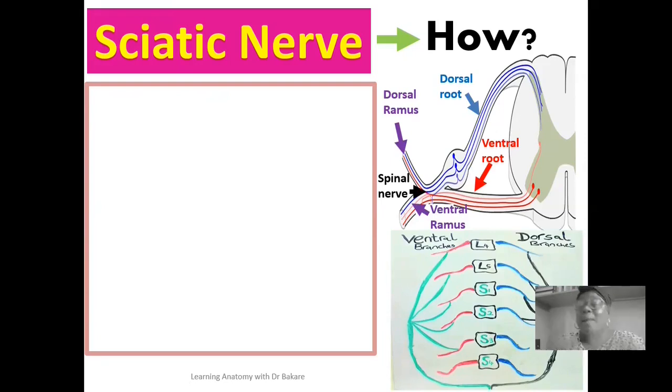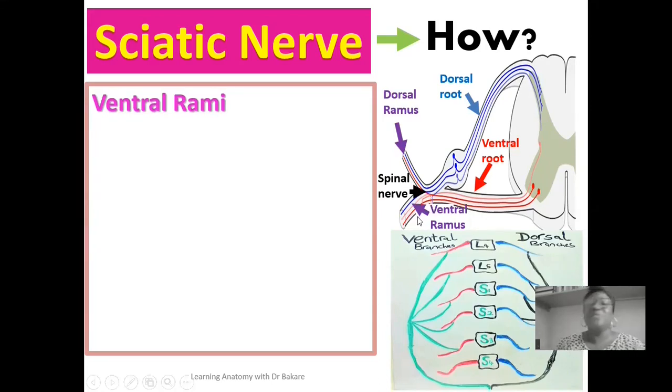So the sacral plexus is formed basically from the ventral rami. Remember that the spinal nerve at this point divides into two rami. We have the ventral ramus and the dorsal ramus. So the ventral rami from L4, L5, S1, S2, S3, and S4 spinal nerves are seen to come together at the posterior lateral wall of the pelvic cavity, where they will be forming the sacral plexus. So let's drive further to see how this is specifically established.